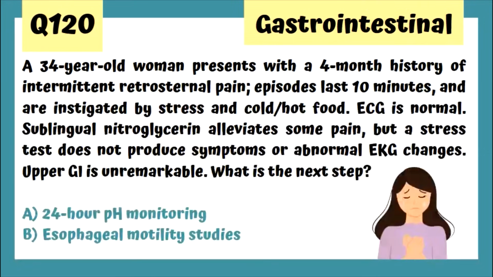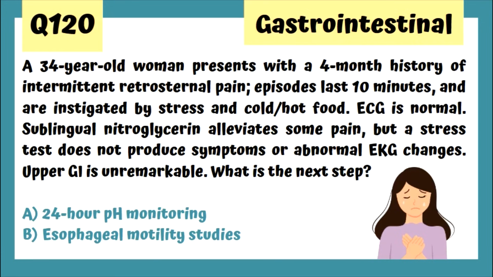Question 120. A 34-year-old woman presents with 4-month history of intermittent retrosternal pain. Episodes last 10 minutes and are instigated by stress and cold and hot food. ECG is normal. Sublingual nitroglycerin alleviates some pain, but a stress test does not produce symptoms or abnormal EKG changes. So we know it's not a cardiac problem. Upper GI is unremarkable. What's the next step?